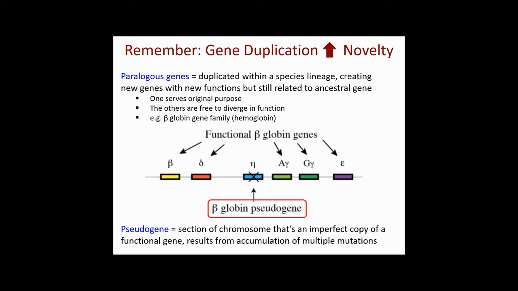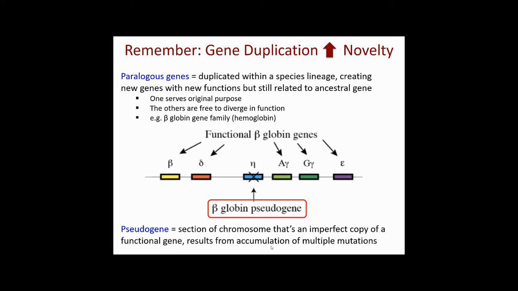However, right in the middle of that series of 5 functional paralogous genes is a non-functioning copy of the beta globin. And this non-functioning copy of a paralogous gene is called a pseudogene. It's a section of chromosome that's an imperfect copy of the functional one, and it occurs in the same exact way as other paralogous genes through the accumulation of multiple mutations, but for some reason, one or more of those mutations created a non-functional version of this copied or duplicated gene. So in the middle of these 5 functional paralogous genes for beta globin, you have the beta globin pseudogene.